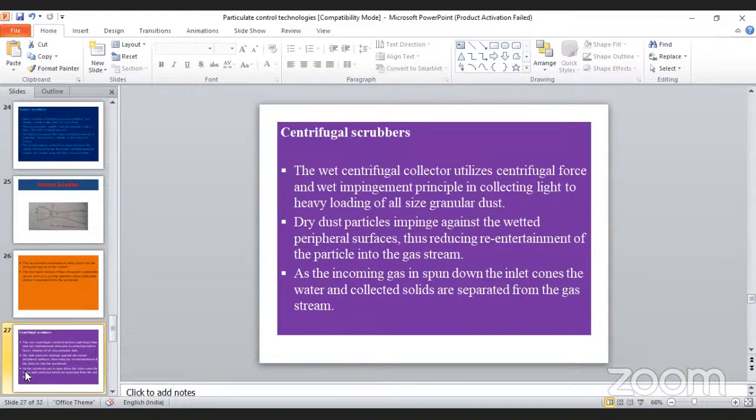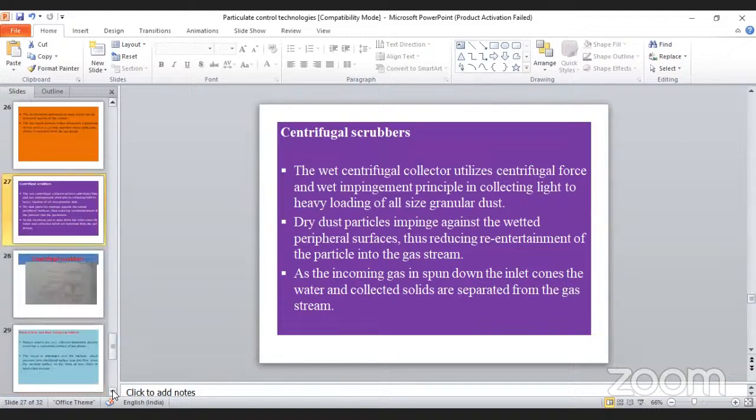And another one is packed bed and plate column scrubbers. This packed bed column and the spray type are very common types, and also efficient types. Just as we studied spray towers, a similar concept will be applicable here also. But only one thing, here the column is filled with some packing material.